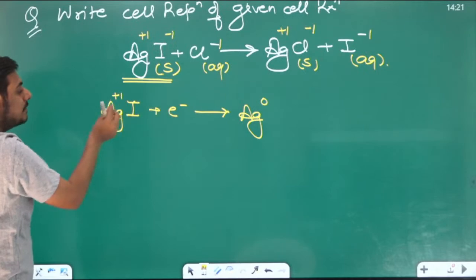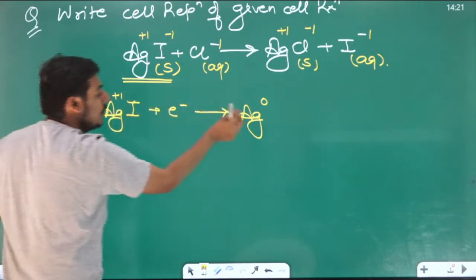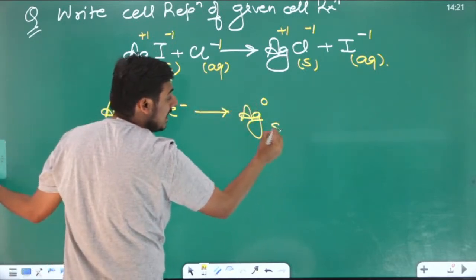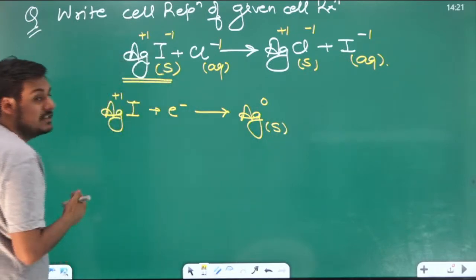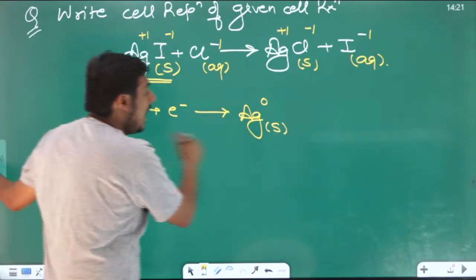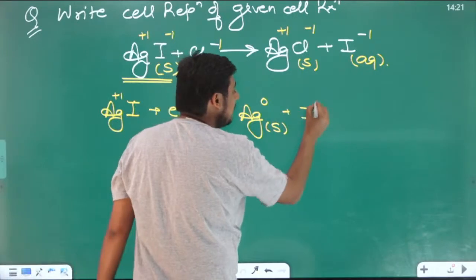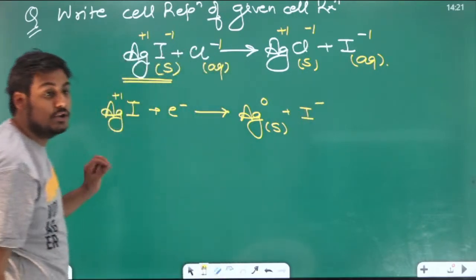That electron will be captured by Ag positive ion. It will be converted to Ag0. That is again metal. Metal in zero oxidation state is generally solid. Now I negative will be liberated from this solid. This is the reaction of electron drop technique.